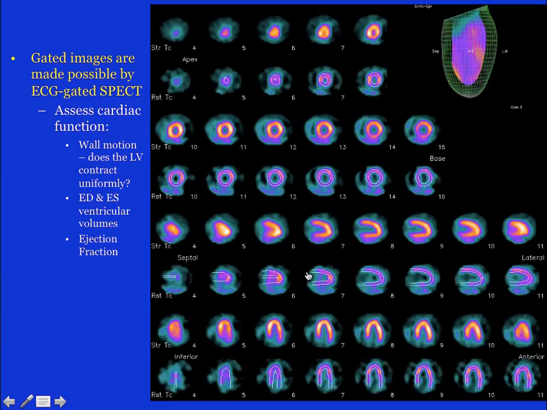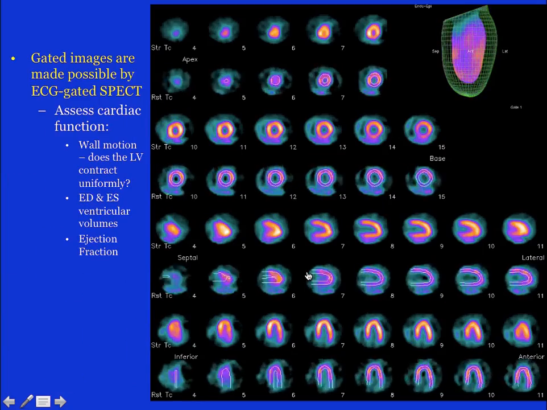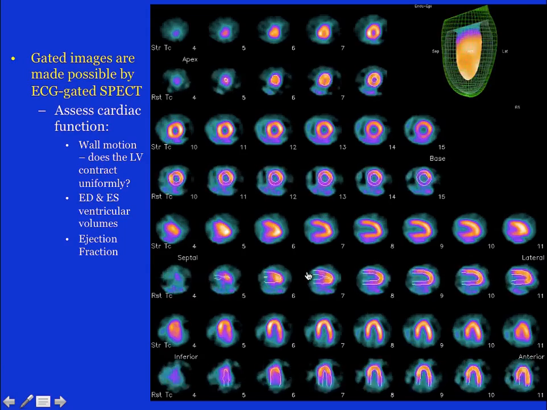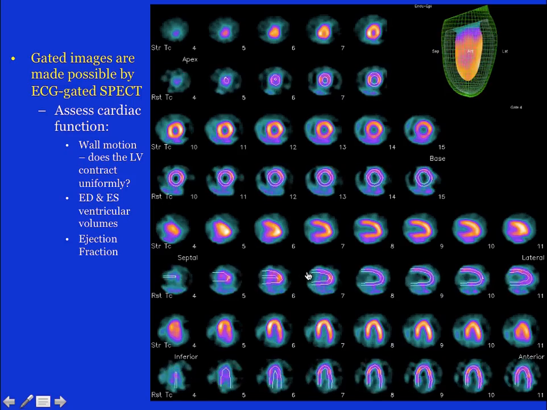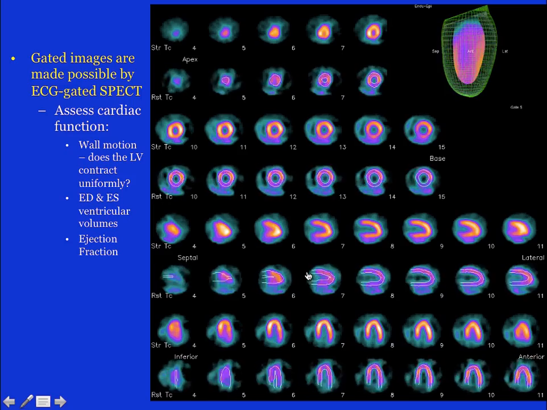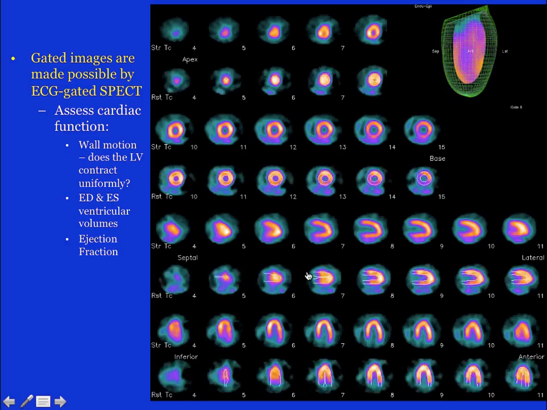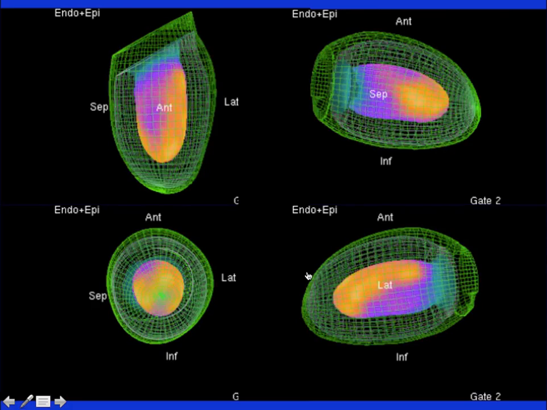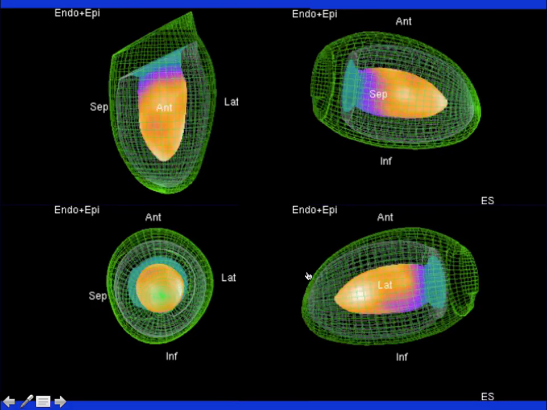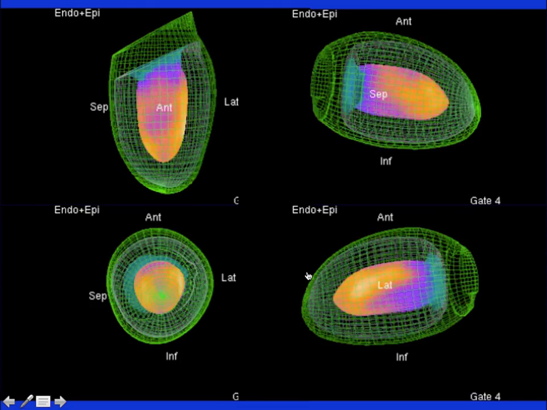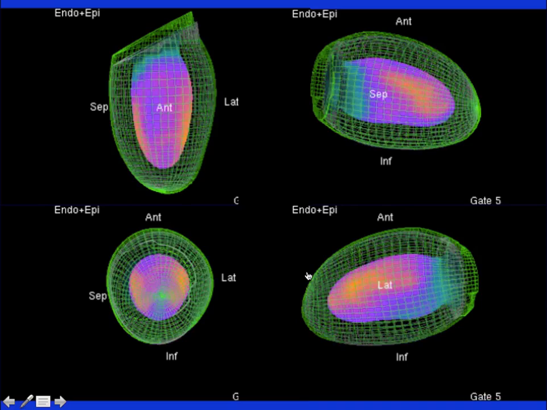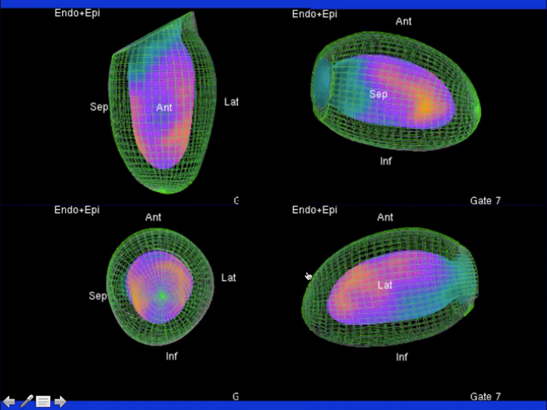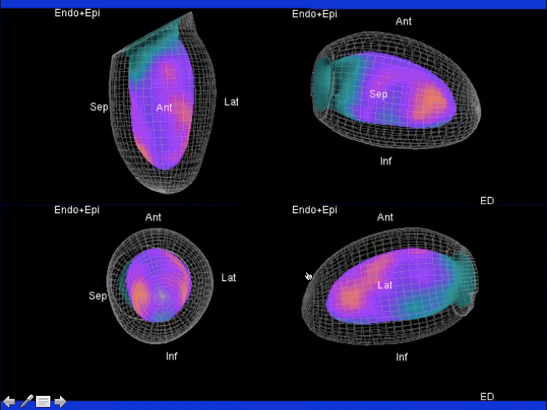This is how a gated SPECT image looks like. We see the heart actually pumping here, and with this we can assess any abnormality in the contraction or myocardial thickening. Same here, this is the 3D representation. We are seeing the left ventricle contracting from different angles, and we can assess any abnormalities in contraction or myocardial thickening during contraction.